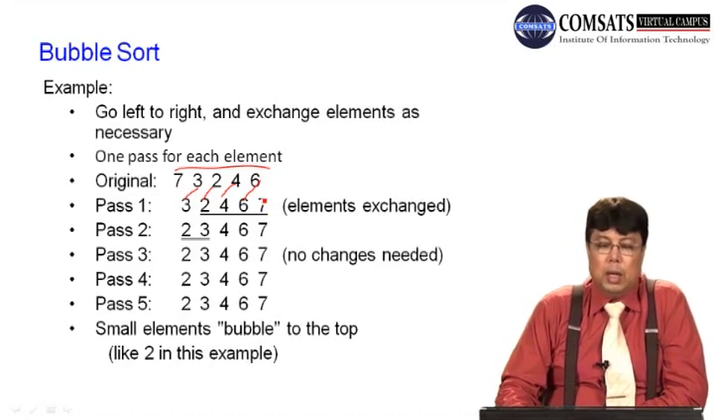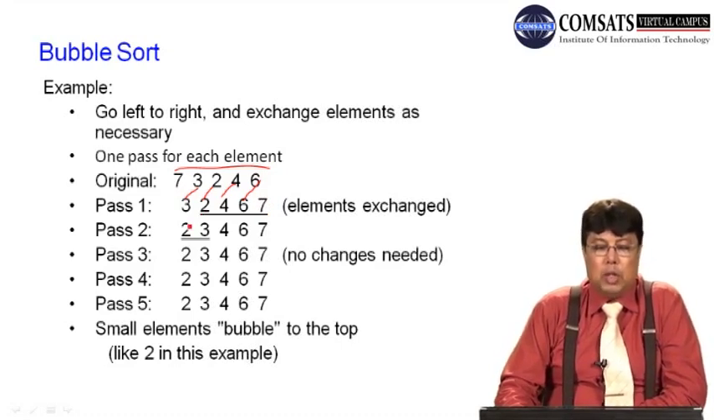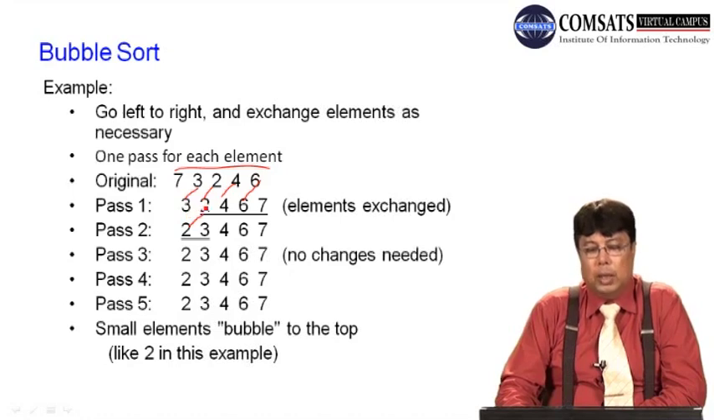Next, we repeat in pass number 2. Now pass number 2, we compare the first two elements once again, and this time they are not in order. So 2 is here and 3 is here. Compare 3 with 4. They are in order. Compare 4 with 6. They are in order. 6 with 7. They are in order. So we have completed pass number 2.